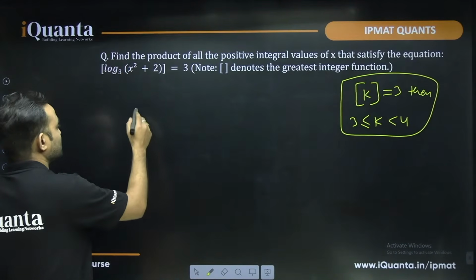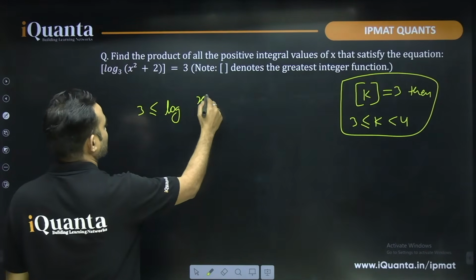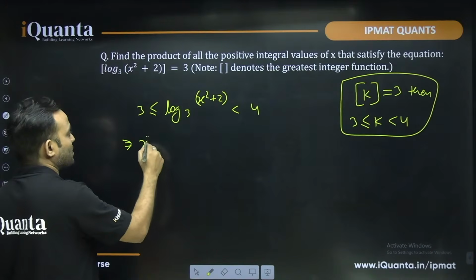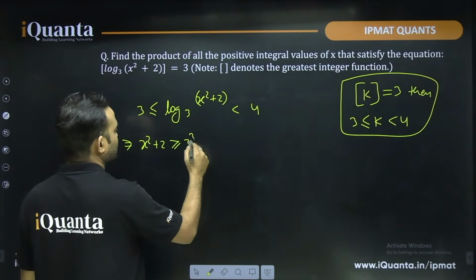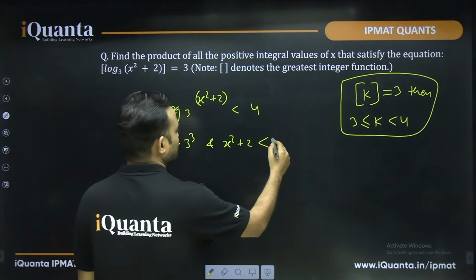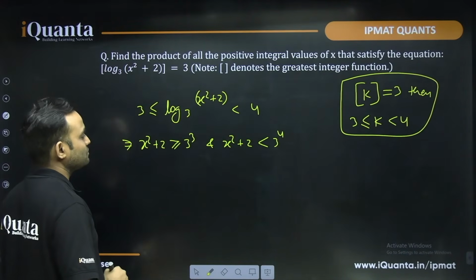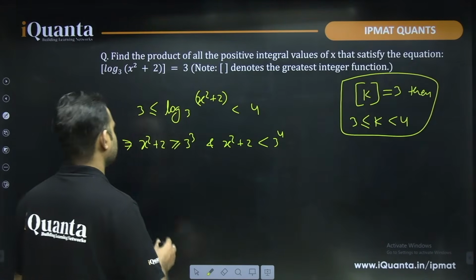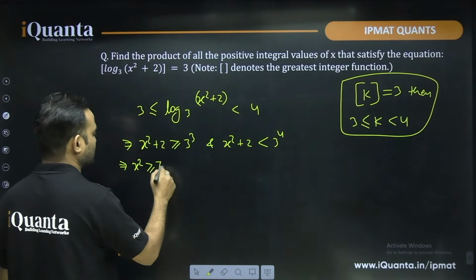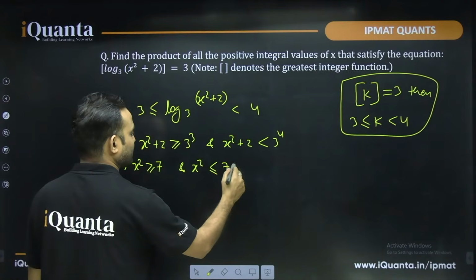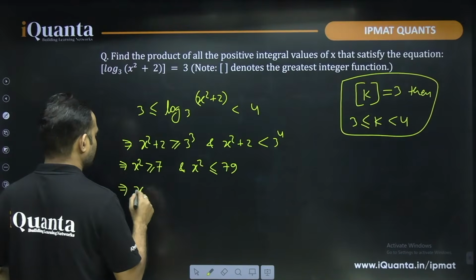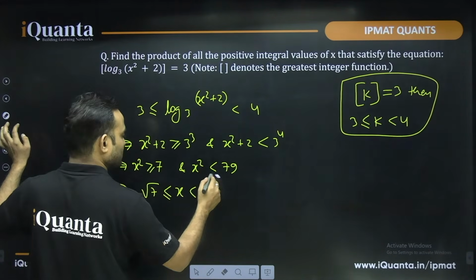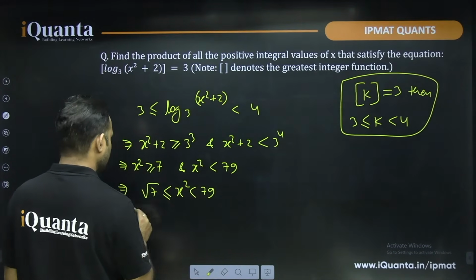So this should be greater than or equal to 3: log x square plus 2 to the base 3 is greater than or equal to 3 but less than 4. So we can say that x square plus 2 should be greater than or equal to 3 cube, and x square plus 2 should be less than 3 to the power 4, right? Its value will vary between 3 and 4, so between 3 cube and 3 to the power 4. And x square should be greater than or equal to 7 and x square should be less than 79. So x should be greater than or equal to 7, but less than, not equal to, less than 79.